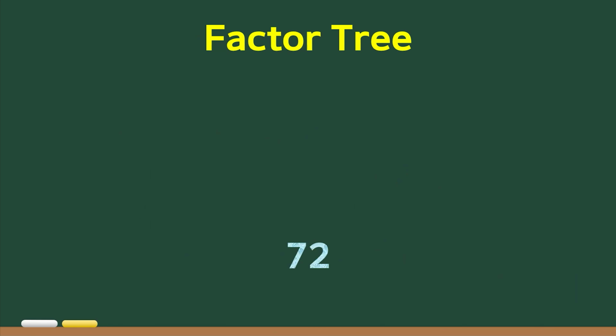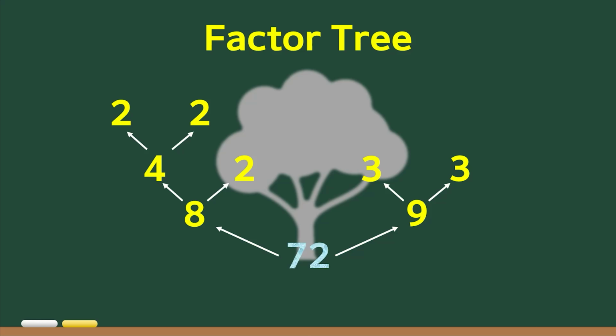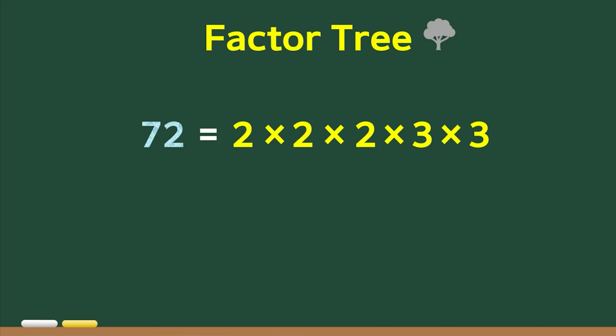A useful way to organize prime factorization is a factor tree. Let's use 72 as an example. First, split 72 into 8 and 9. Then, factor 8 into 2 and 4, and 4 into 2 and 2. Also factor 9 into 3 and 3. Now, every branch ends in a prime number. From the factor tree, we get 72 equals 2 times 2 times 2 times 3 times 3. Using exponents, we can write this more simply as 2 to the third power times 3 squared. This is why the previous lesson on exponents is important.